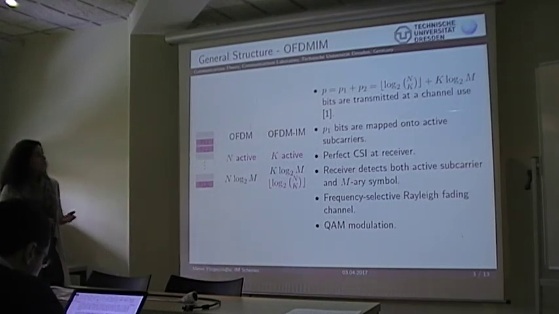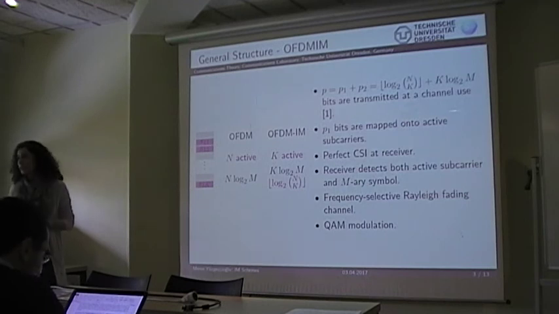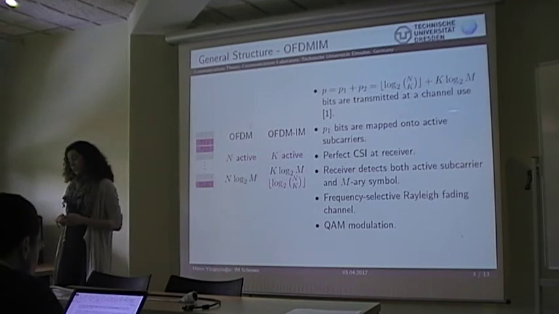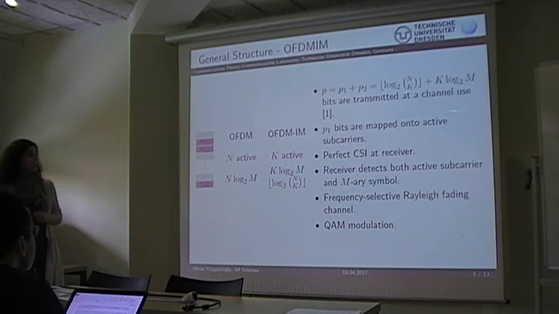In my work, I assume that the receiver has perfect CSI, and I use QAM modulation, and I also consider the channel as a frequency selective Rayleigh fading channel.